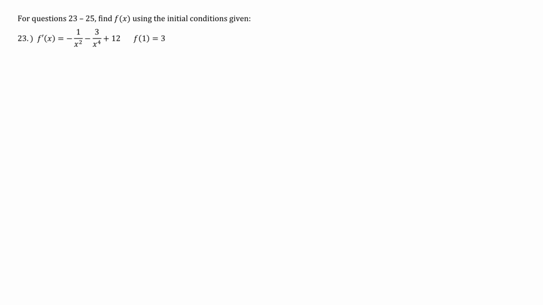It's the idea of antiderivatives. The antiderivative of f prime of x is f of x. So I'm going to start by rewriting f prime of x. This is negative x to the negative 2 minus 3x to the negative 4 plus 12. And really what I'm doing here is I'm integrating f prime to get f of x plus a constant. So I'm going to have to solve for this constant using the initial condition.